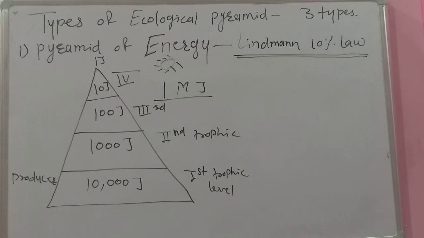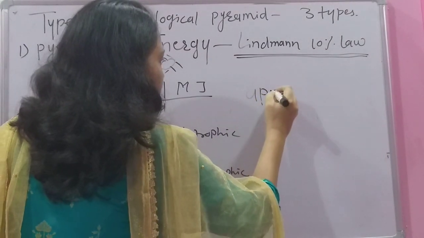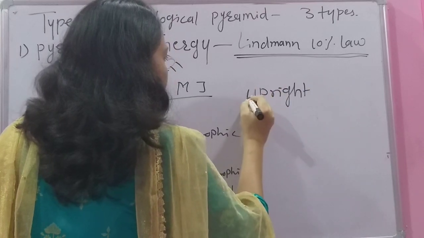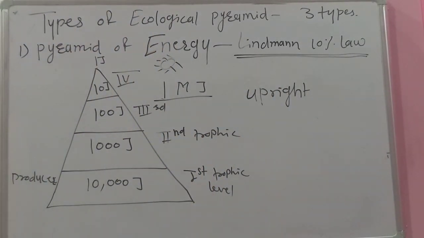So in each ecosystem only 4 to 5 trophic levels are present. Then the pyramid of energy: in this pyramid of energy also, 10% of the energy is transferred from one trophic level to another, which means the energy decreases at each trophic level. And the shape of the pyramid is upright.